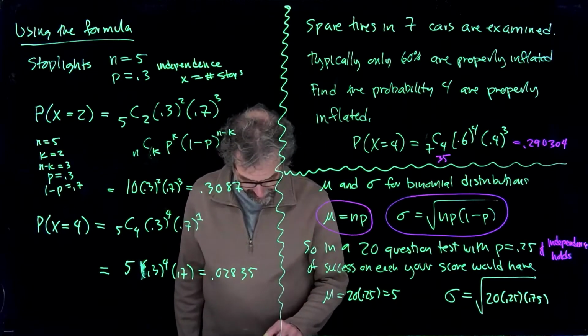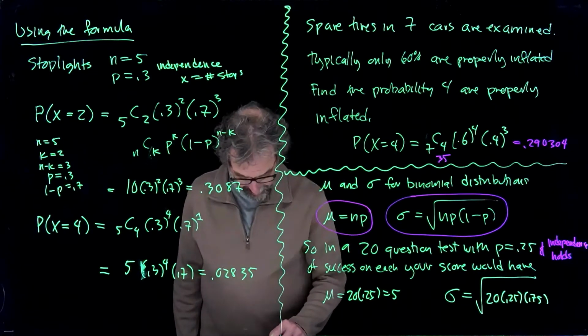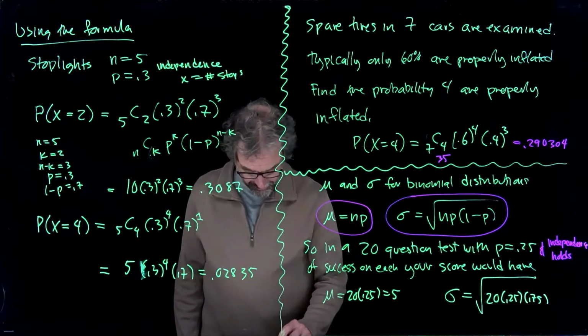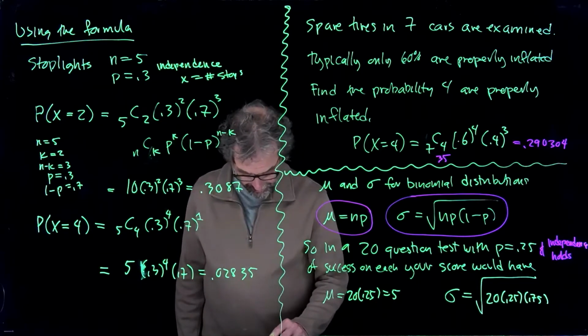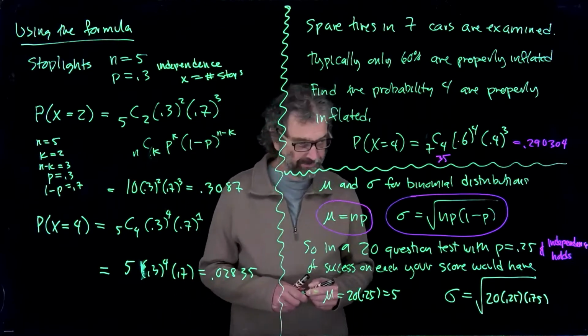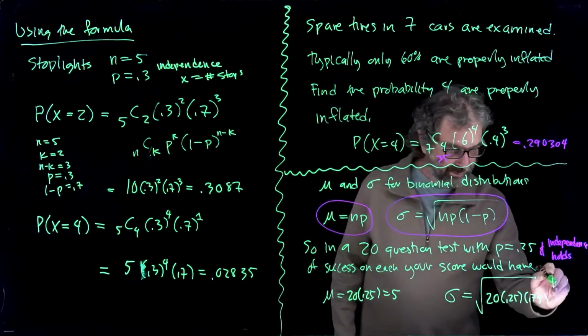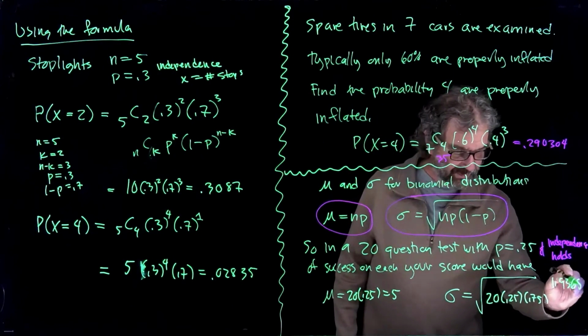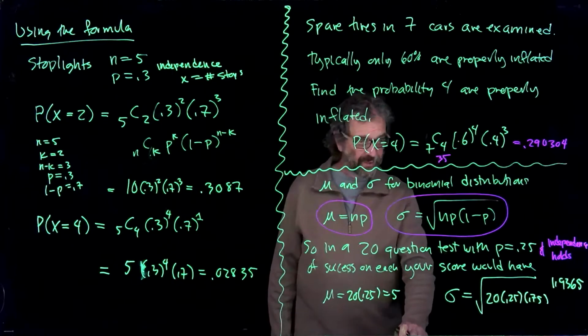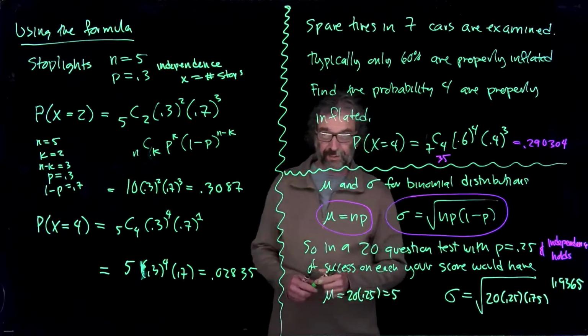So we go 20 times 0.25 times 0.75. There it is. And then take the square root. I'm putting 1/2 as an exponent to do that because I like doing that. 1.9365. I'm rounding; it's really 1.9365 and some more digits. So right around 2. Wasn't too far off in my guess.